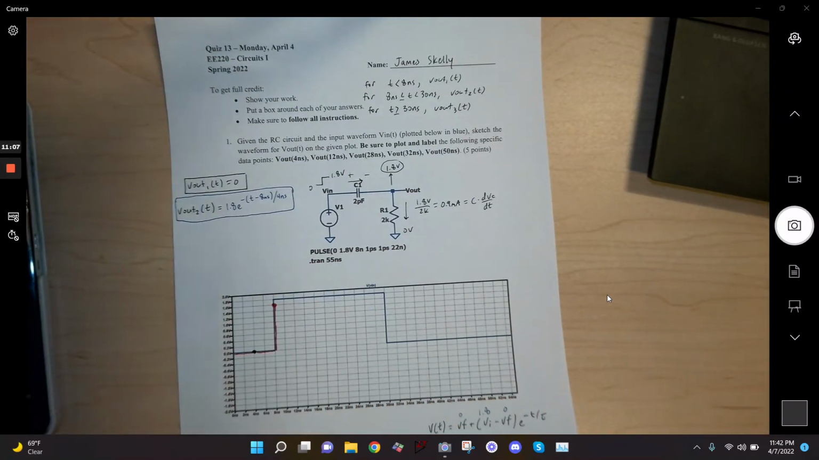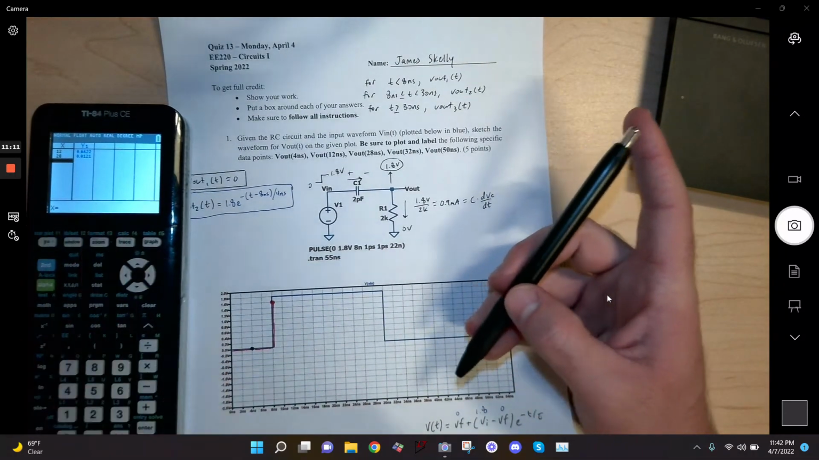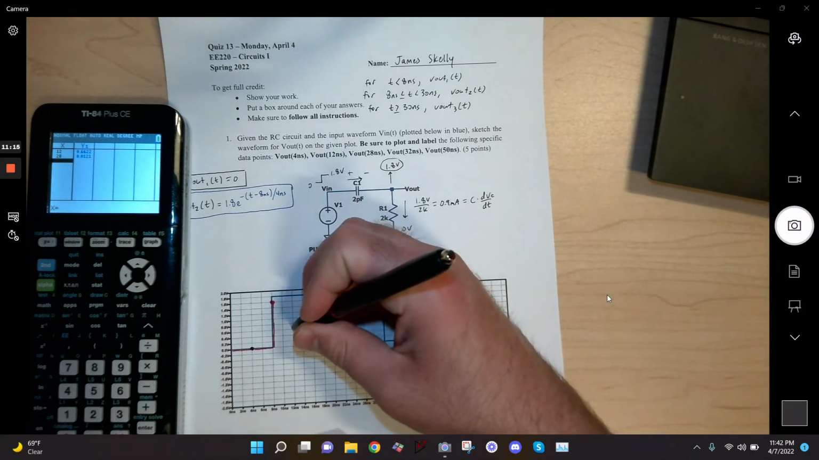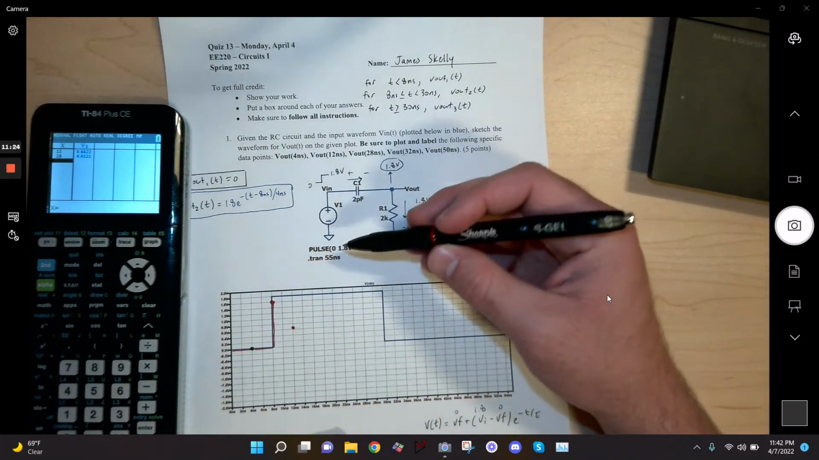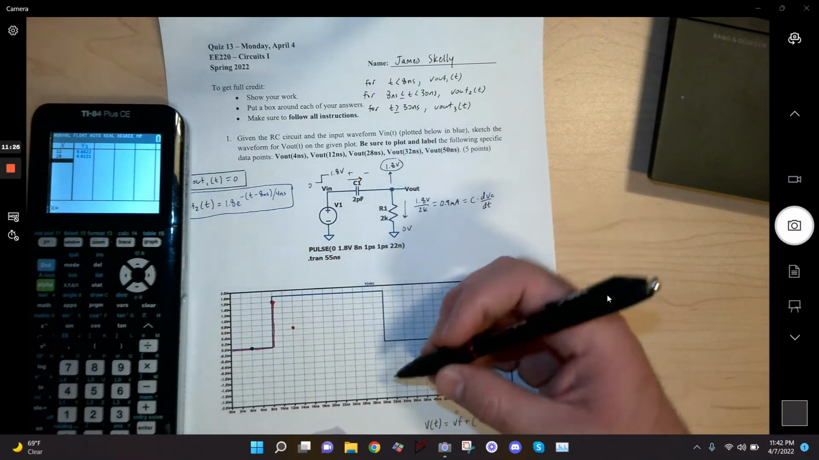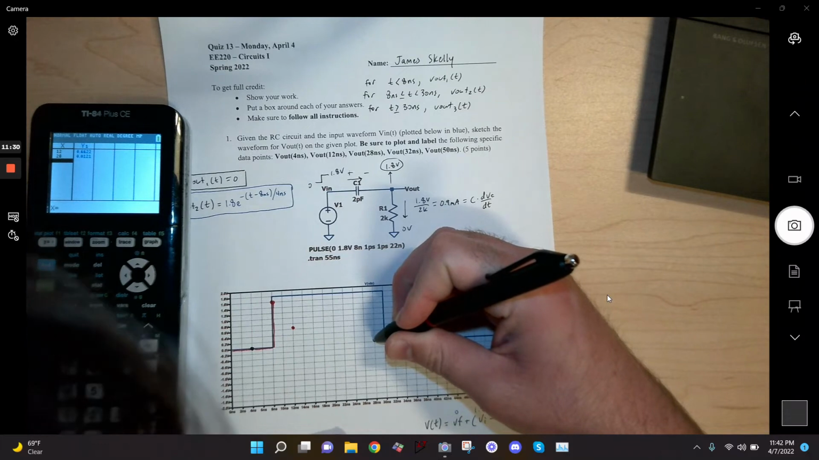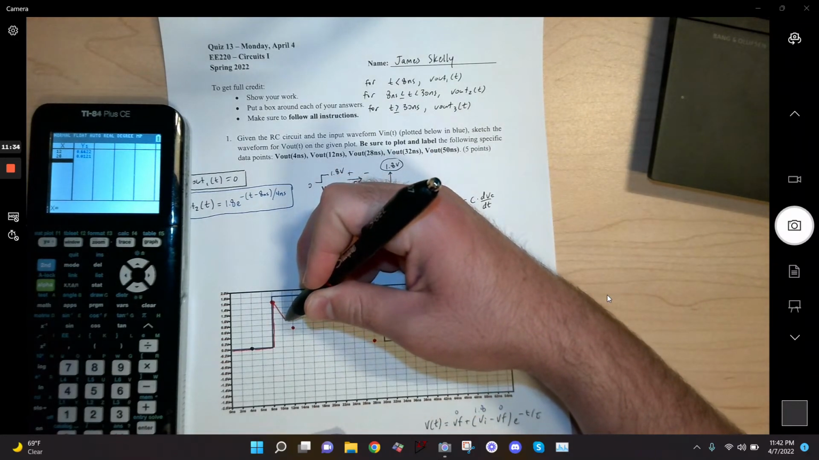Okay, so at 12 nanoseconds, which is right here, I've got 0.662. This would be somewhere like right there. And then at 28 nanoseconds, I've got 0.012, so basically 0. Let's just put it like right there, just a little bit. And so now I can fill in this part of the curve.